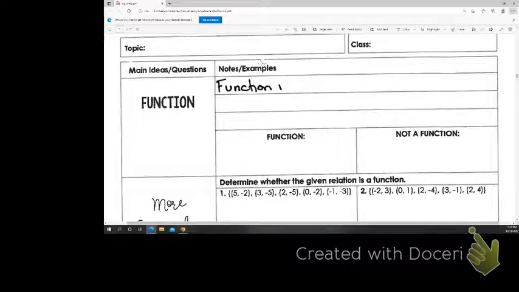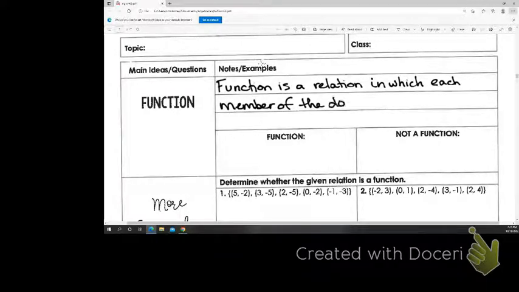All right, so a function is a relation in which each member of the domain is paired with exactly one member of the range.